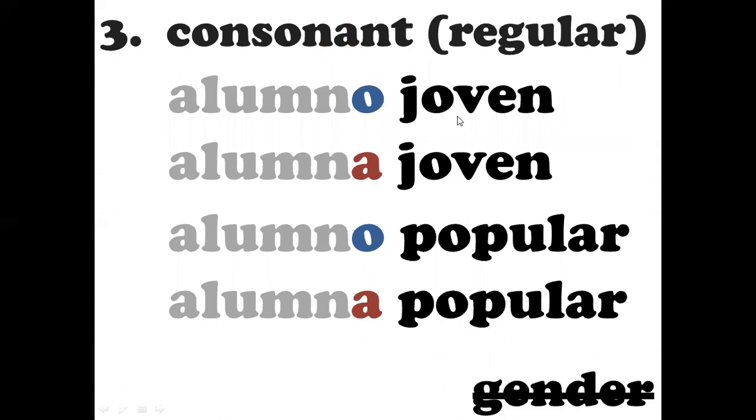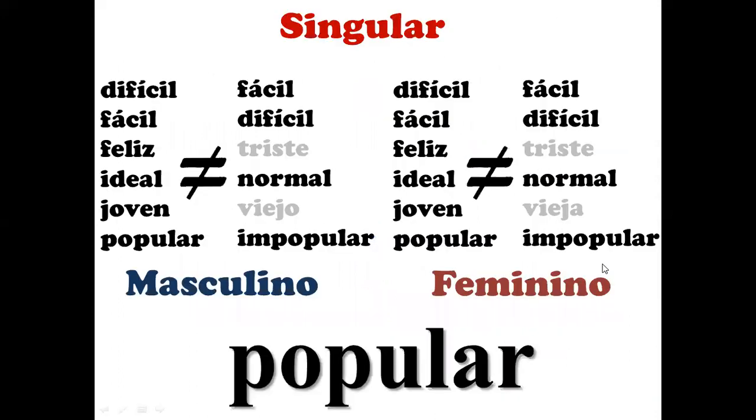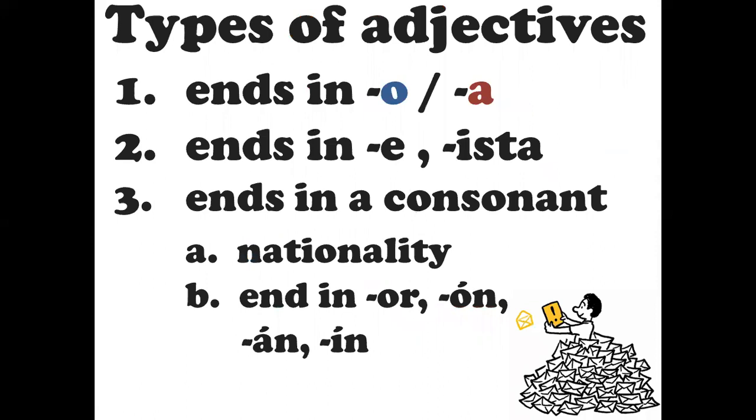Then also the ones that end in consonant, and they are not nationalities. They don't end in or, on, an, or in. Joven, young, joven, popular, popular. Don't change for gender. A few others: ideal, fácil, feliz, difícil, etc. Impopular, global.